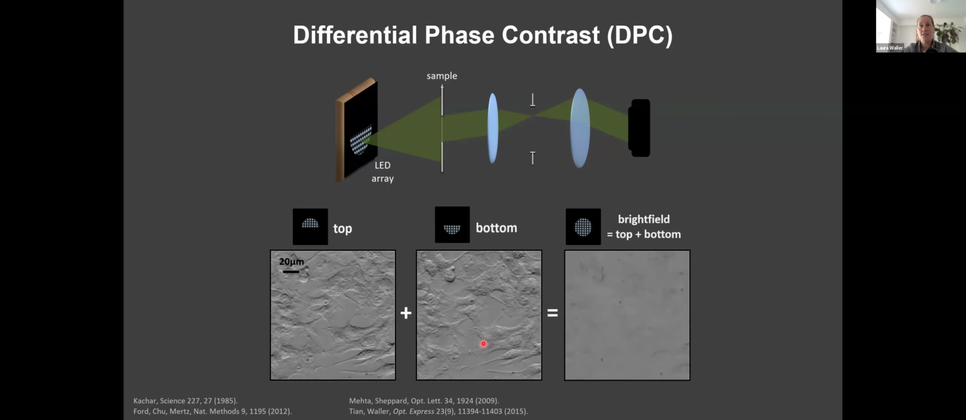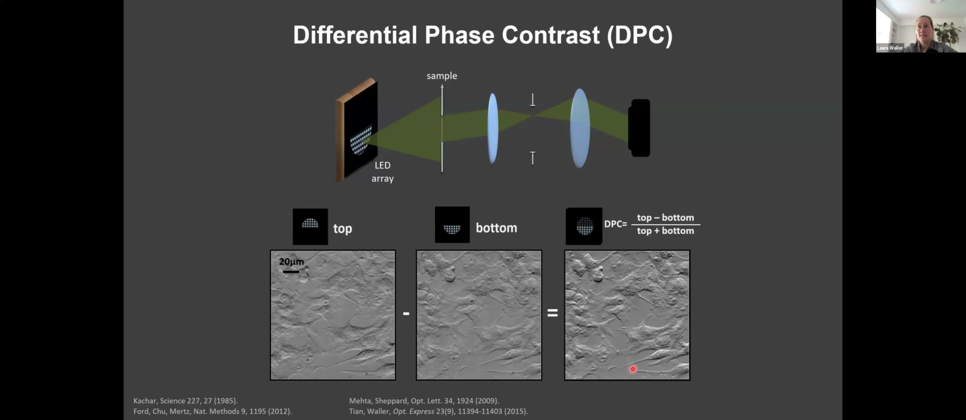And so if I add those two together, it's as if I had taken a bright field image. It's the same thing as if I had just lit up all those LEDs at once, and I lose all of my phase contrast. But if I subtract those two images and divide by the average, then I get an image that we call the DPC image, or the differential phase contrast image. And this image is quantitatively related to phase. So if I take the first derivative of the phase, that's what this image essentially is.